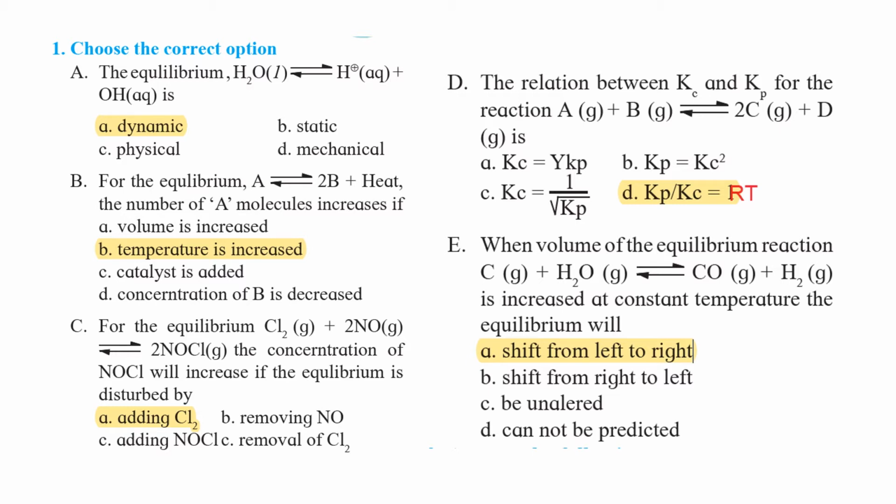E. When the volume of the equilibrium reaction C(g) + H2O(g) ⇌ CO(g) + H2(g) is increased at a constant temperature, the equilibrium will shift. If the volume increases, the equilibrium will shift from left to right. So the correct answer is option A.